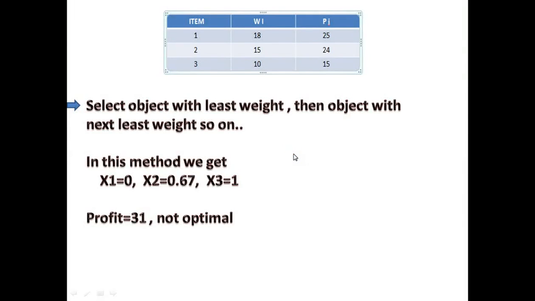Now we'll choose an object having the least weight, then the object with the next least weight, and so on. Even this idea too does not result in an optimal solution. For the above problem, in this idea, we take 1 unit of x3 and 2/3 unit of x2. Even this will give us a profit of 31, which is also not an optimal solution.